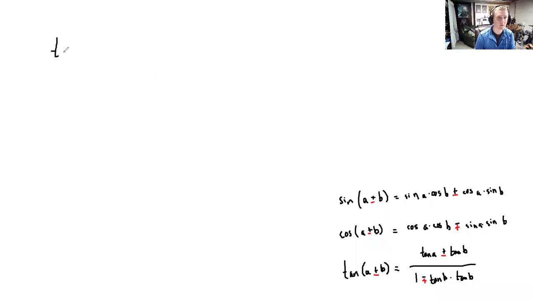Tangent of 15 degrees. Can you give me the exact value of that? Well, 15 is not one of those common angles, right? So I doubt that you could give me the exact value of that. I don't think you could give me an approximation using a calculator. That's obvious, right? But an exact value, I don't know. But maybe we can write it like this.